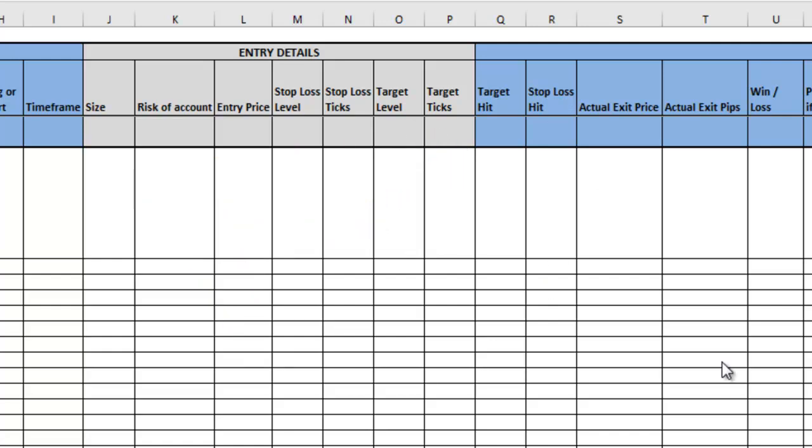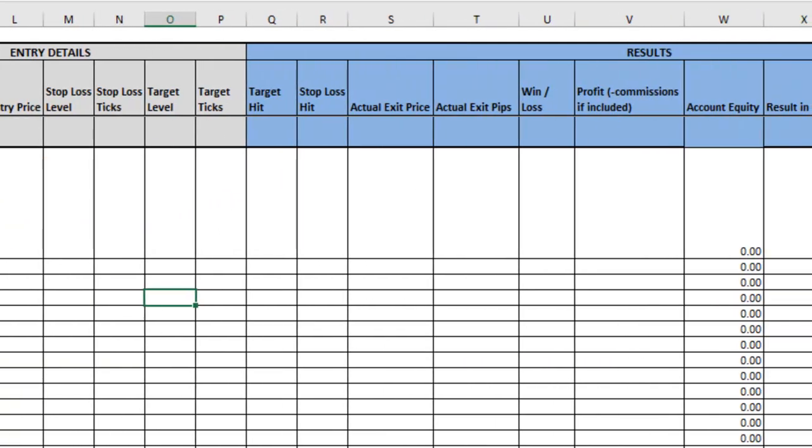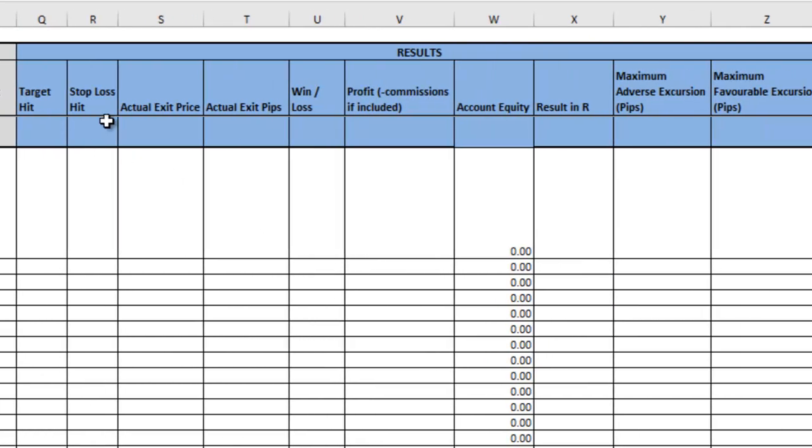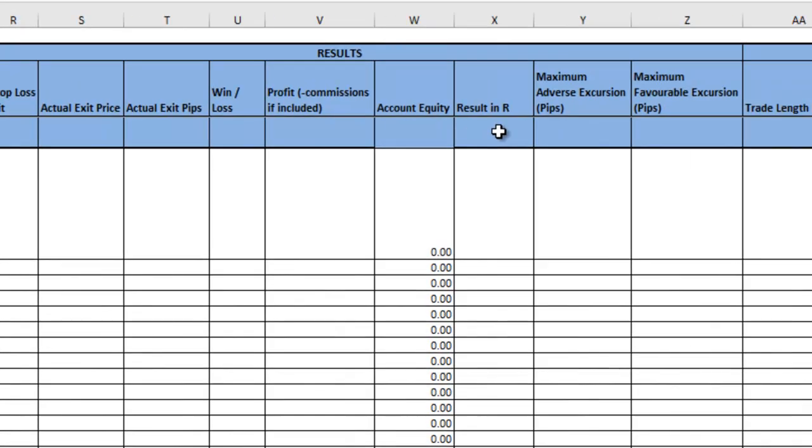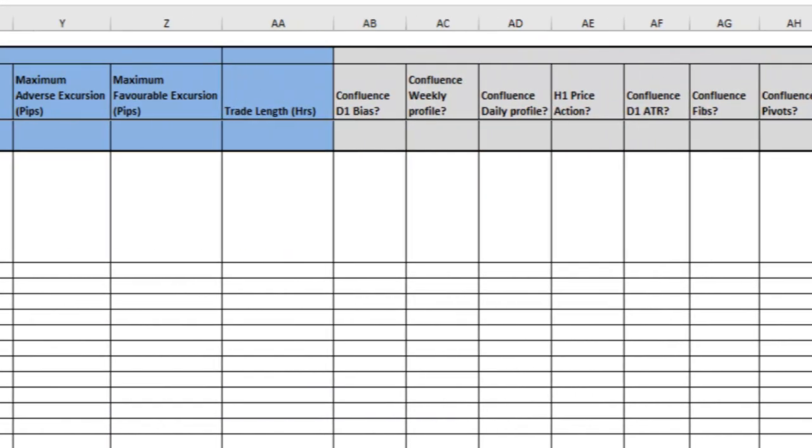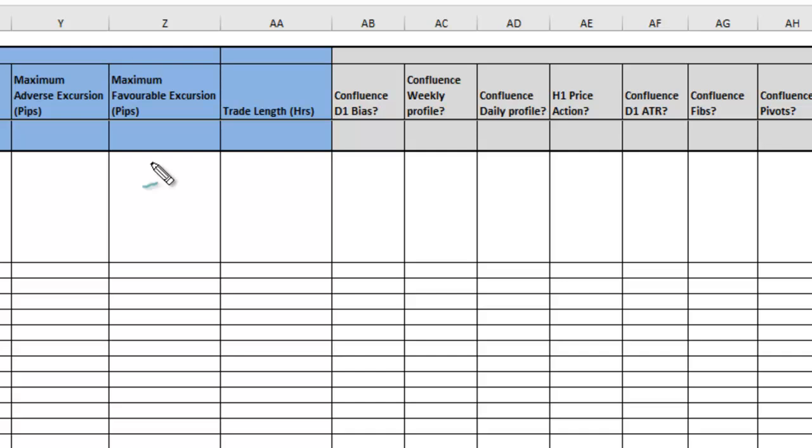your target level and your target in ticks. And then we move over and we're looking to record whether the target was hit or the stop loss was hit, actual exit price, actual exit again in terms of pips, ticks, whether it was a win or loss, and the profit. All right, and then your account equity updates, your result in R. This is the really important bit that we'll talk about in a bit.